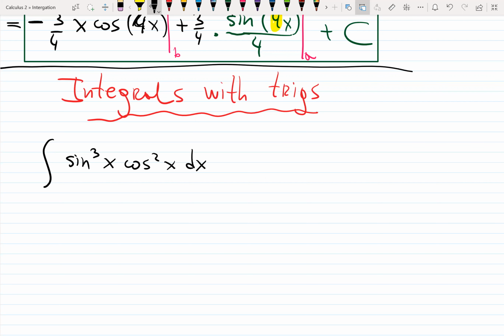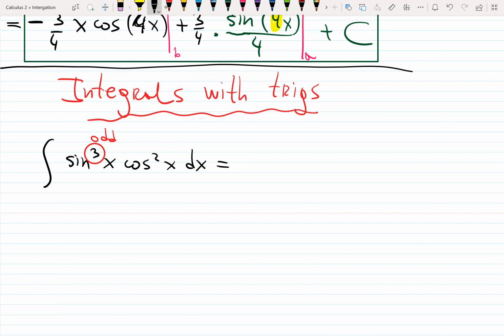Where's the example? I'm looking for the example. Okay, whatever. I'll just do it by myself.